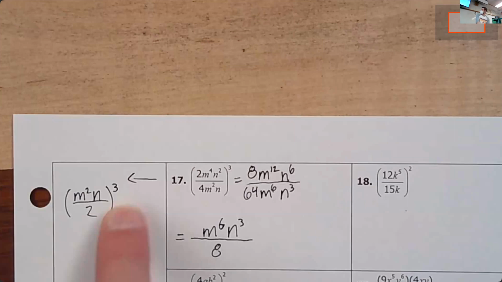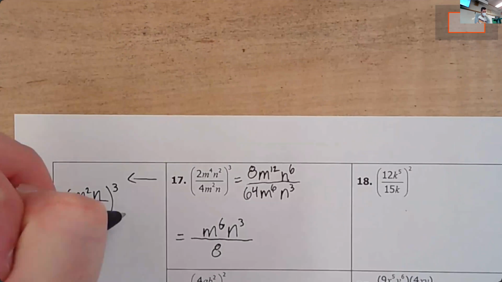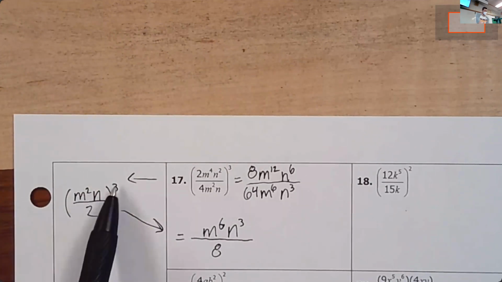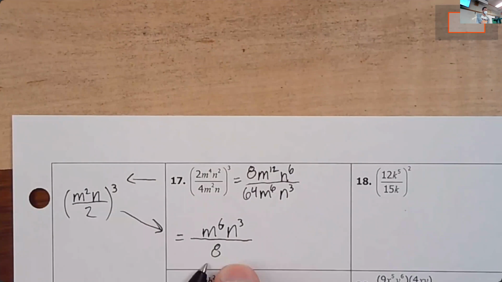And then you can apply that exponent to every single thing on the inside of this set of parentheses, which actually ends up getting you straight back to our answer over here. So 2 times 3 is m to the 6th, 1 times 3 is n to the 3rd, and 2 to the 3rd power is 8. So either way, you can apply that exponent first and then simplify the fraction, or you can simplify the fraction and then apply the exponent.